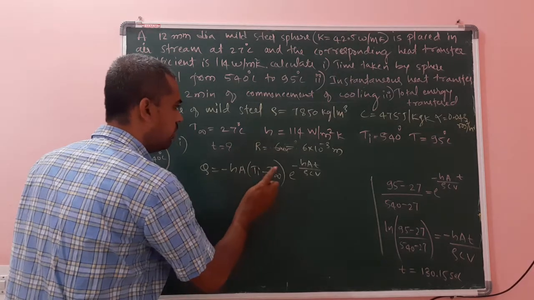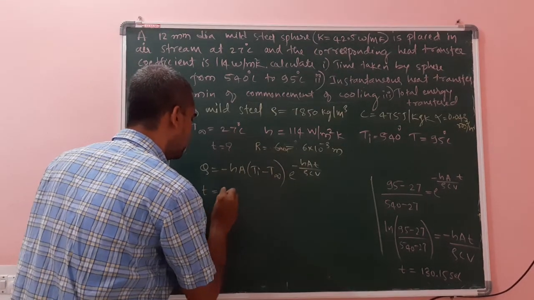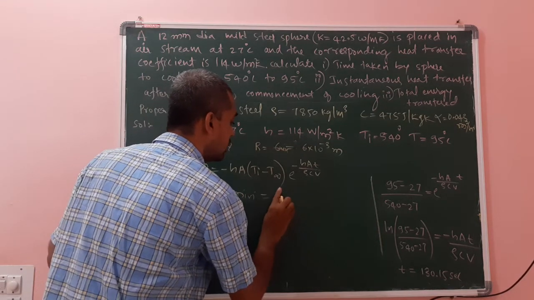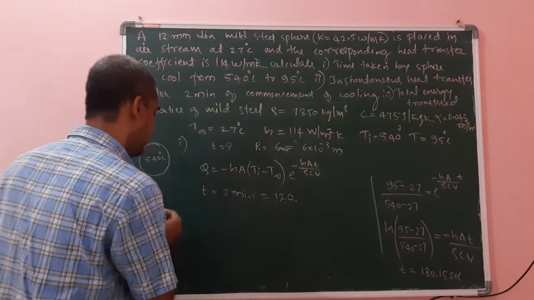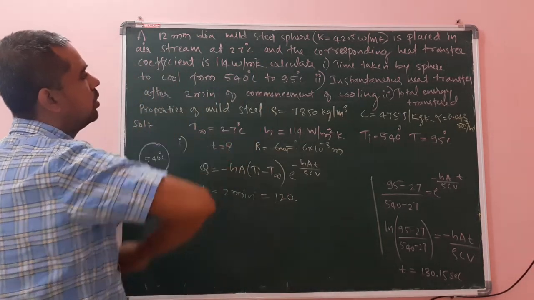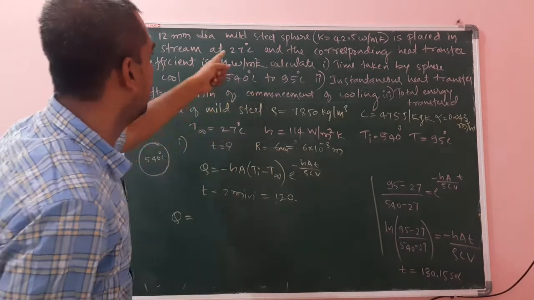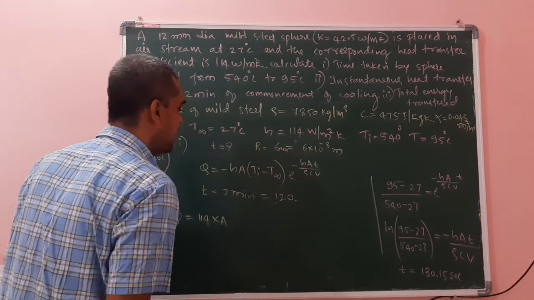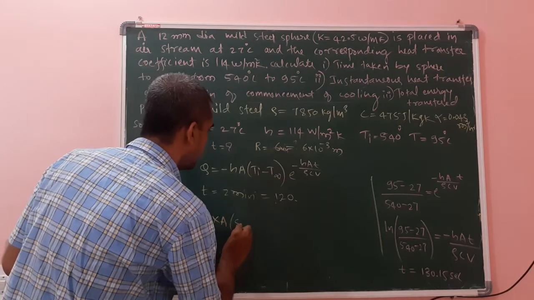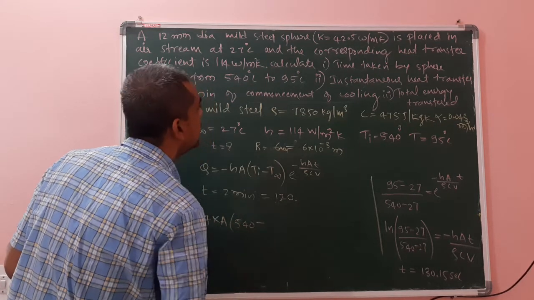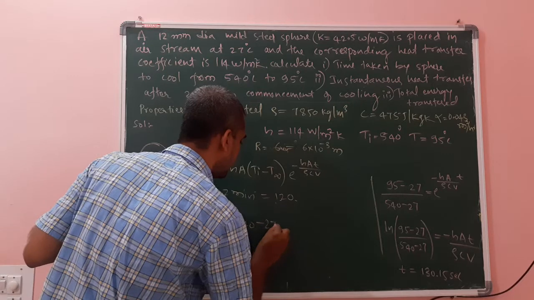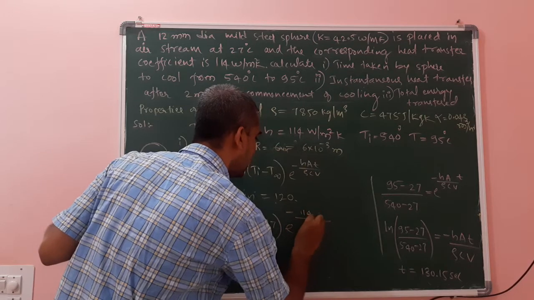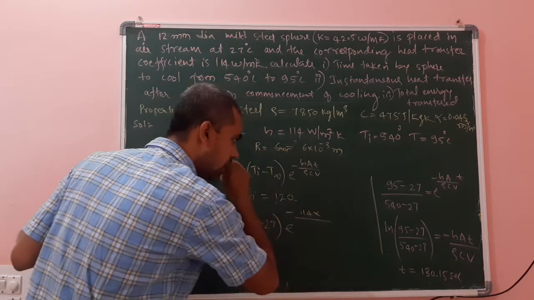All values you know. What is t? t is equal to 2 minutes, so you have to substitute 120 seconds. You substitute h, which is given as 114. The area you will calculate by using 4 pi r square. Ti is 540 minus T infinity is 27, into e raised to minus h, this h is 114, and area you have to calculate using 4 pi r square.